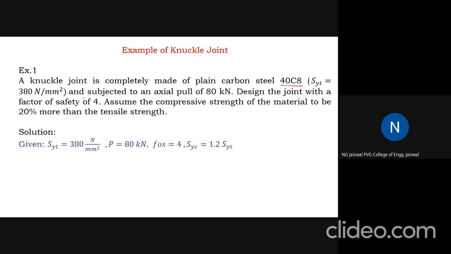SYT is given as 380 Newton per mm square, subjected to an axial pull, means tension. Axial pull means tension of 80 kilonewton. Design the knuckle joint with a factor of safety as 4. Here, important statement is given. Assume the compressive strength of the material to be 20% more than tensile strength.